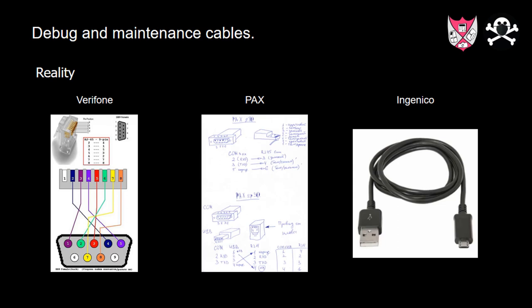Verifone and PAX use an adapter from simple RS-232 to an Ethernet connector with custom wiring. You can reproduce them yourself. Ingenico uses just a usual USB port for firmware uploading and service actions. These cables are used for factory reset, clearing security flags, uploading firmware and sometimes for specific debugging. But at the moment we still don't have firmware and don't know any information about the architecture of the microcontroller. And now we should fill this gap.